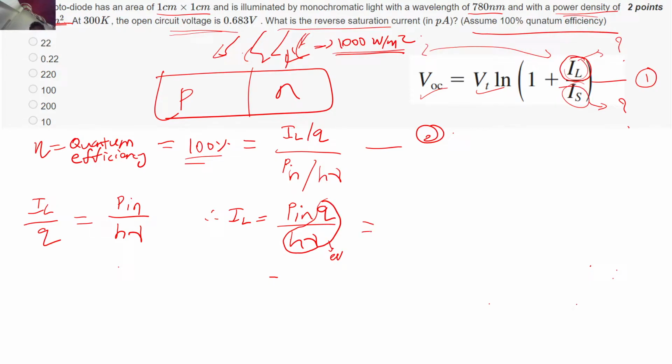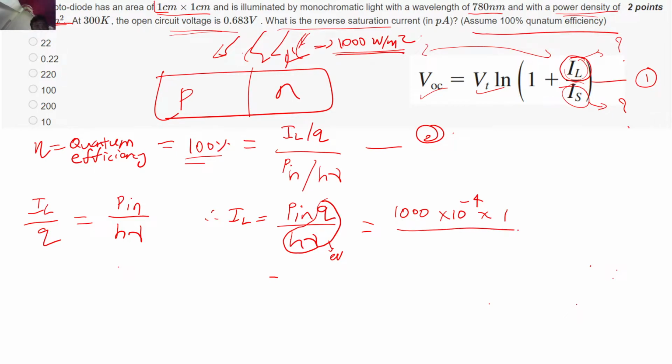Now what is the P in? P in has been given as 1000 watts per meter square, but my area is in centimeter square, and everything we have to take in centimeters, right? So I have to multiply it by 10 to the power minus 4 to get the density in watt per centimeter square, and then multiply it with the area, 1 cross 1, and I have to get this h mu by Q first.